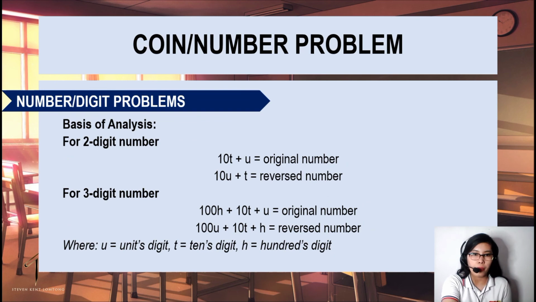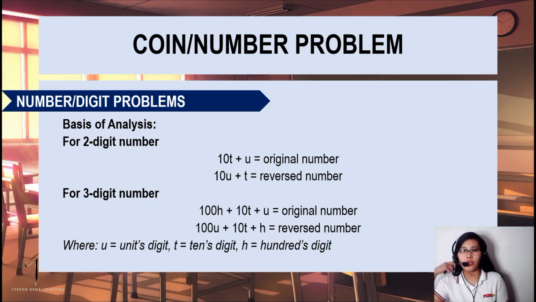For a number digit problem, so basis of analysis, for a 2-digit number, 10t plus u is equal to the original number. Then if it is reversed, so 10u plus t. For 3-digit number, so 100h plus 10t plus u, so that's the original number. And if it is reversed, so we have 100u plus 10t plus h. Where u is, of course, the units digit, t is the tens digit, and h is the hundreds digit.